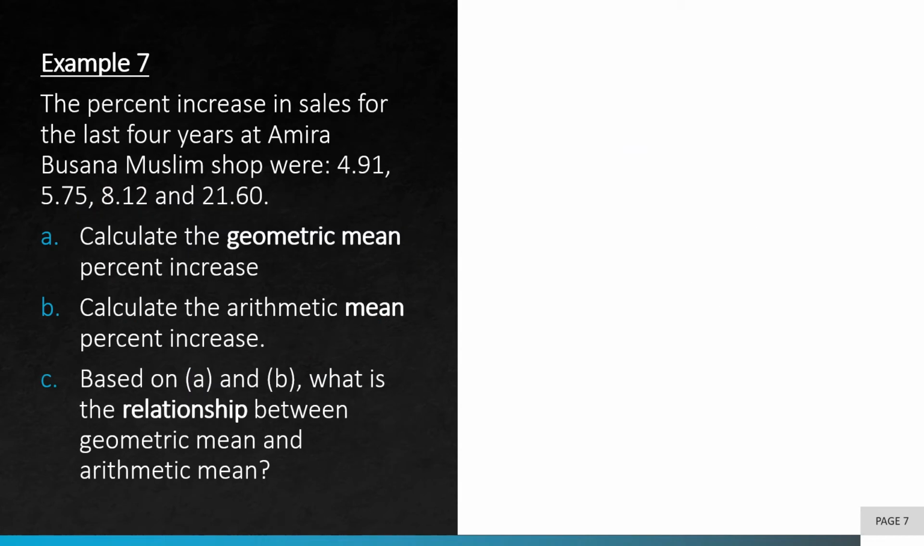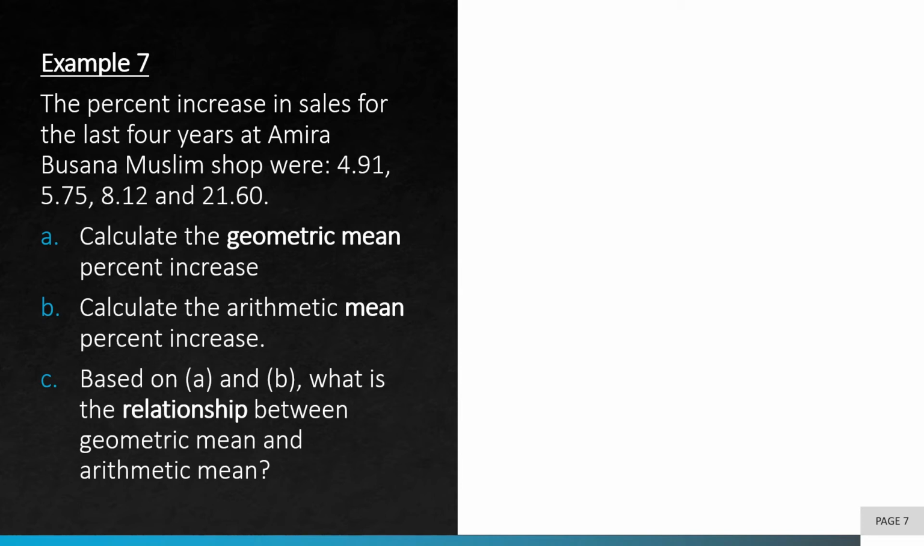Now, this is an example of geometric mean. The percent increase in sales for the last 4 years at Amira Busana Muslim Shop were 4.91%, 5.75%, 8.12%, and 21.6%. A. Calculate the geometric mean percent increase. B. Calculate the arithmetic mean percent increase. And C. Based on A and B, what is the relationship between the two?